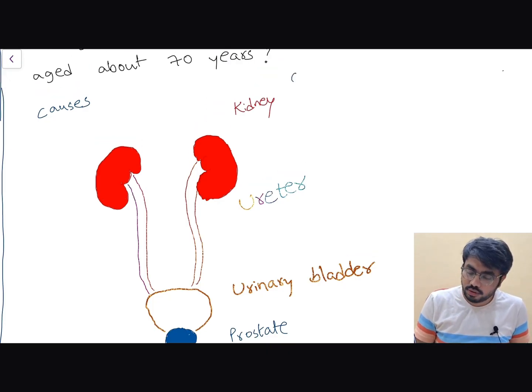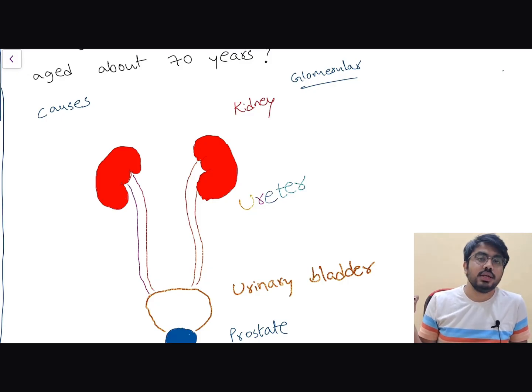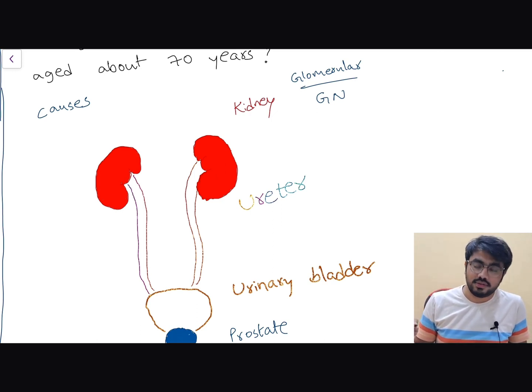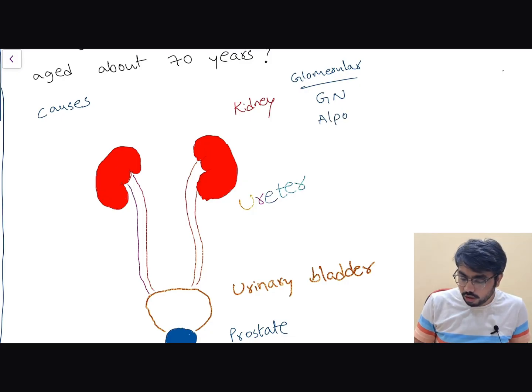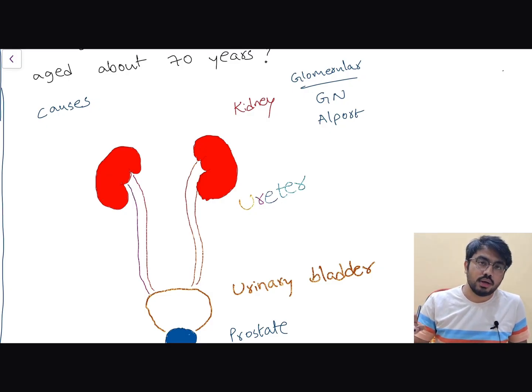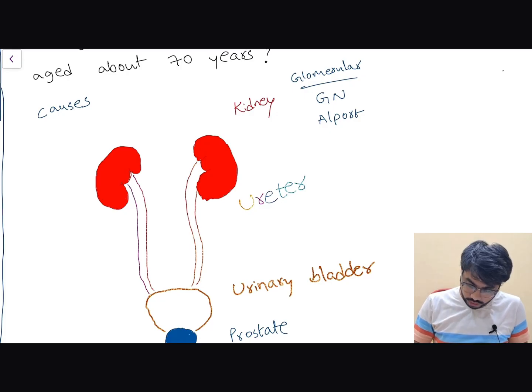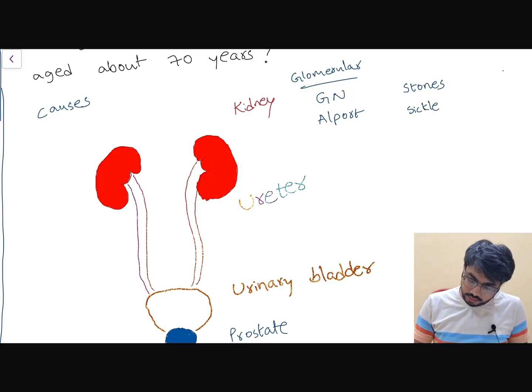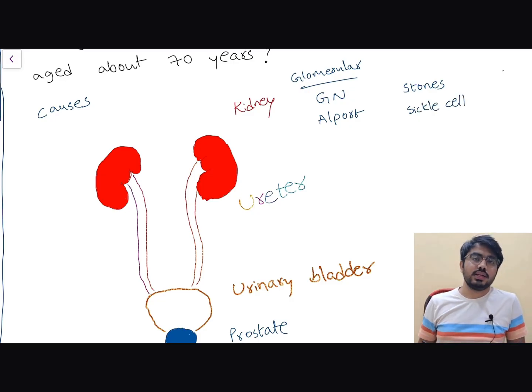First thing is the kidney. It is divided into glomerular causes and obviously extraglomerular causes. Under glomerular causes, most important is glomerulonephritis. Other things you can write: thin basement membrane disease, IgA nephritis, and even Alport syndrome can also present with hematuria. Now, what are all the extraglomerular causes? Renal stones can cause hematuria, and even sickle cell anemia is a cause.